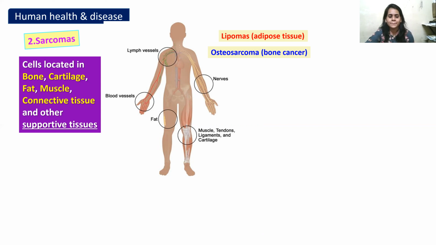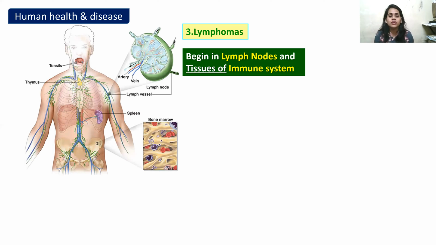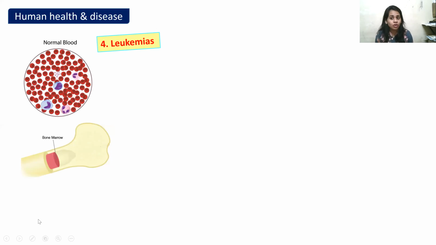Now the third type is lymphoma. So lymphoma is a cancer of lymph nodes and the tissues of the immune system. So when a person is developing cancer in the lymph nodes or in the immune system cells, that's called lymphoma. The example of lymphoma is Hodgkin's disease. And the next one, the fourth one, sorry, that's called leukemia, which I already told you.